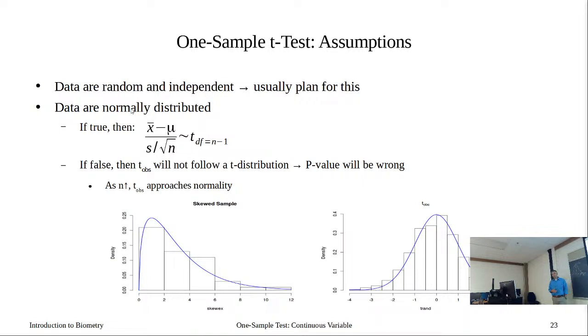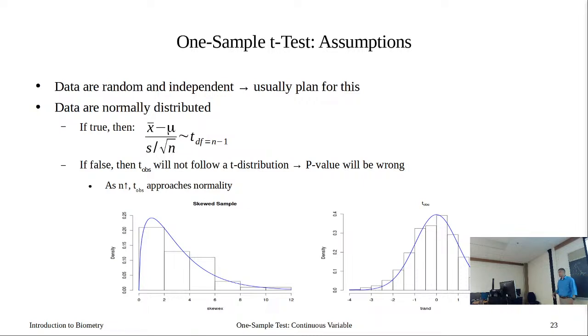So one of the first things we'll have to do before we run these t-tests is to check normality. If we're normally distributed, we're good. Our test statistic will follow a t-distribution. But if we're not normally distributed, then what happens? Well, if we don't follow normality, then our t observed will not follow a t distribution. It's going to be different, skewed in some way. And if we're skewed in some way, then that means our p-value is going to be wrong.